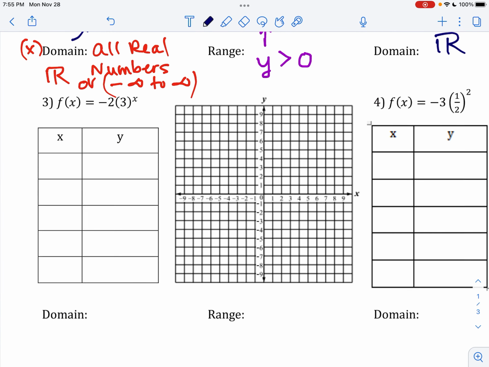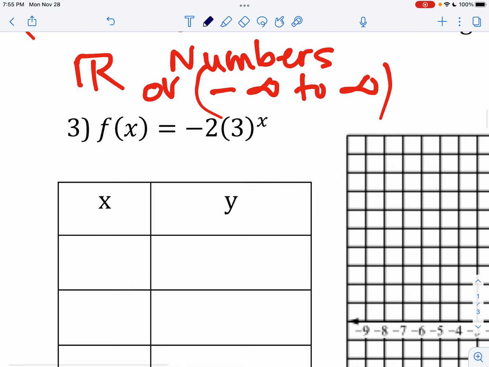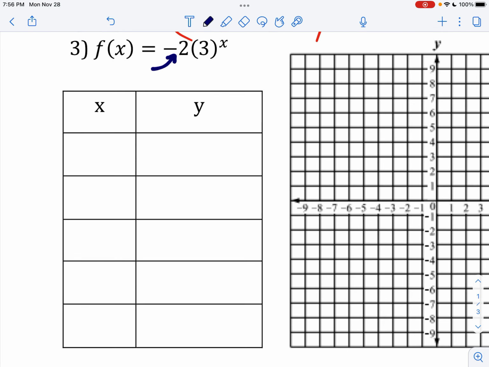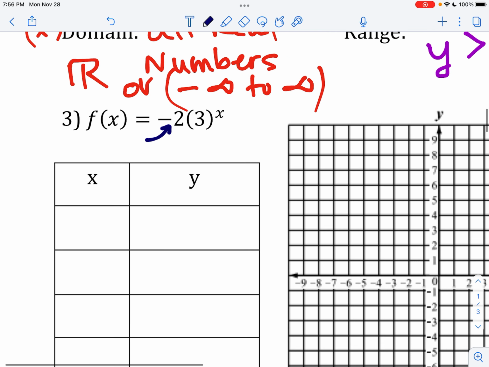Number 3. Now we have a little bit different type of function. My a value is negative. We've only done the positive one, so now we're looking at the negative value. It's not going to change the way we do things. It's only going to change the way the graph looks. So the negative flips it upside down. It's still a growth. It's just a negative growth, and it's an upside down graph, and it's going to go on the bottom part of the graph instead of the top. So we're going to take a look and see how that looks. I know that this is growth because the 3 is greater than 1, so that's a growth function.